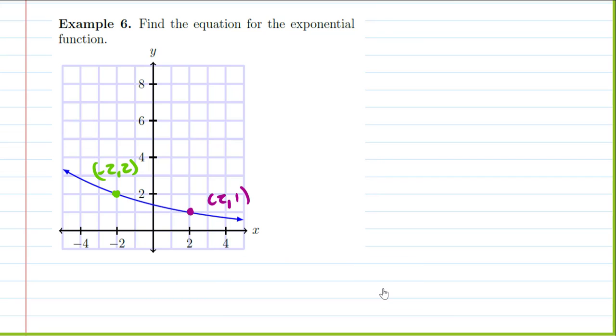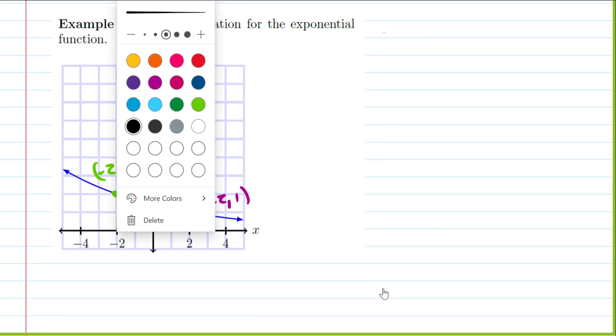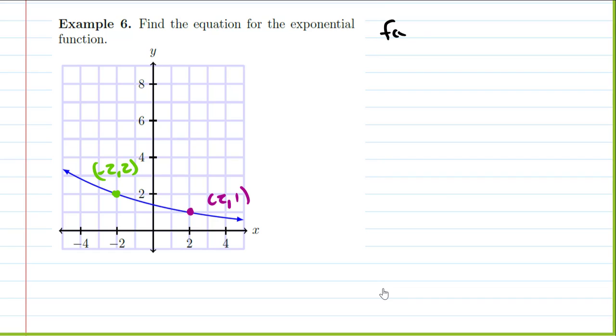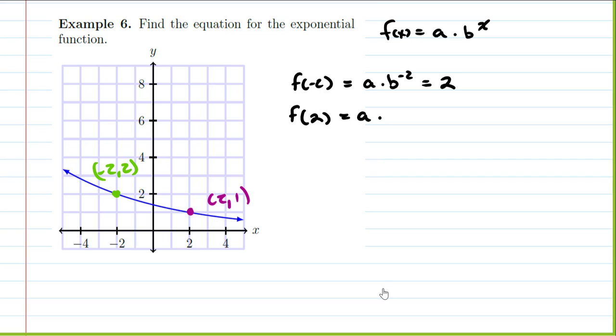So we set up our system of nonlinear equations to resolve this. So f of x is equal to a times b to the x. And we know that f of -2 is going to equal a times b to the -2, which is going to equal 2. And we know that f of 2 is going to equal a times b squared, which is going to equal 1. So we have our two equations right here.